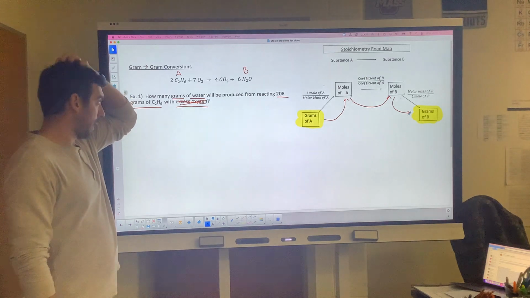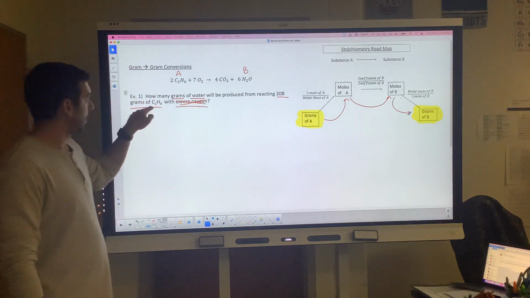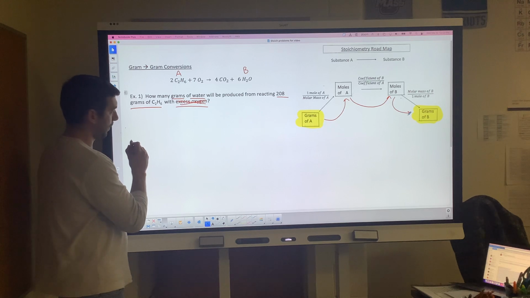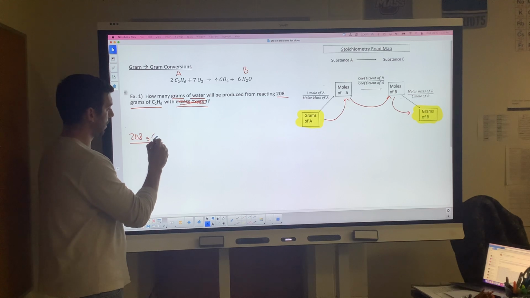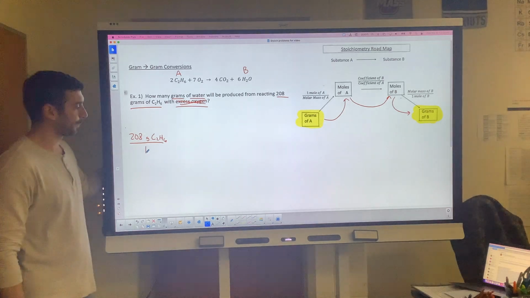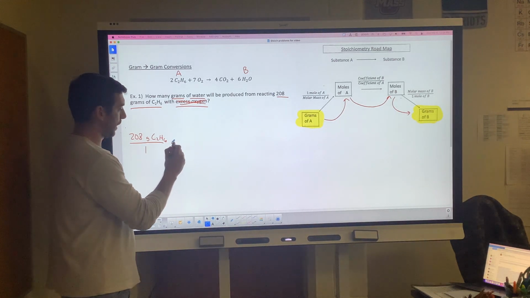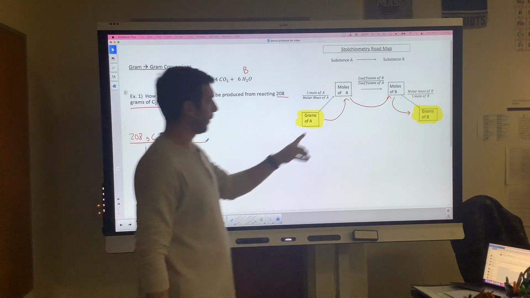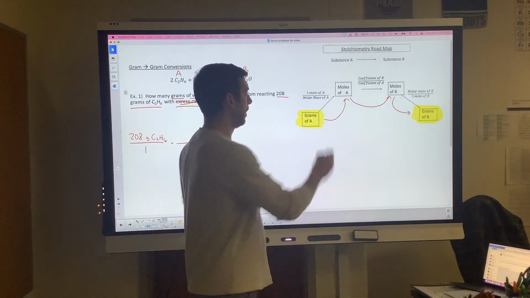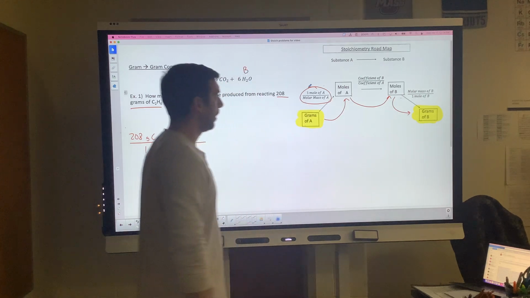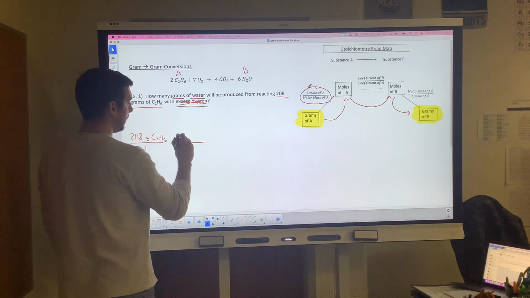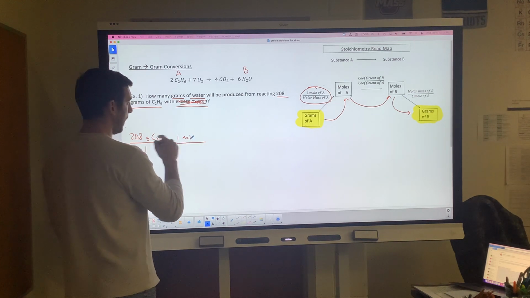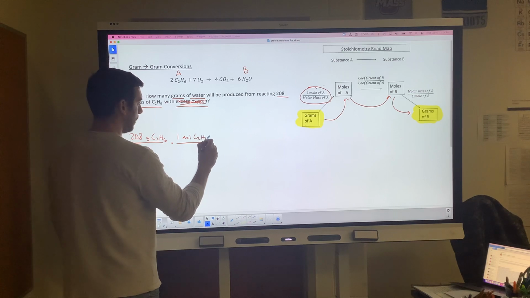All right, so let's start our setup. Find our number and unit with the substance, and set up our first fraction. We put 208 grams of C2H6 and we put it over 1. Then when we set up our second fraction, we look at our roadmap to see what the first step is. From grams of A to moles of A, we must use 1 mole of A on the top and the molar mass of A on the bottom. Up top is easy. Again, it's just 1 mole of whatever A is, which is C2H6.